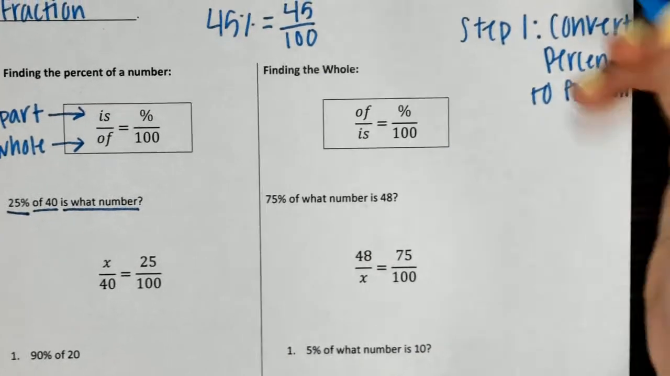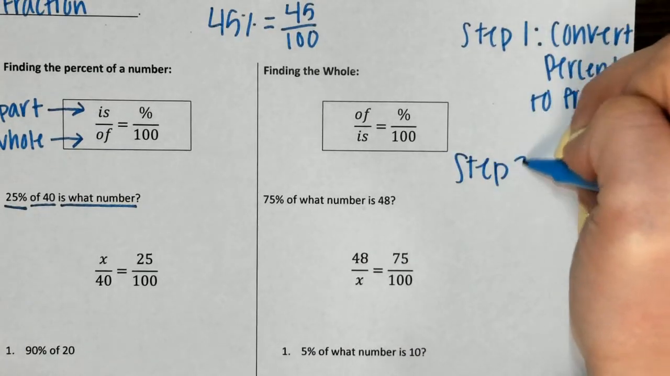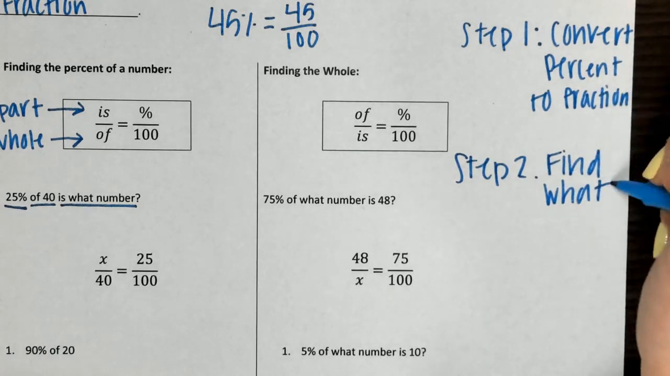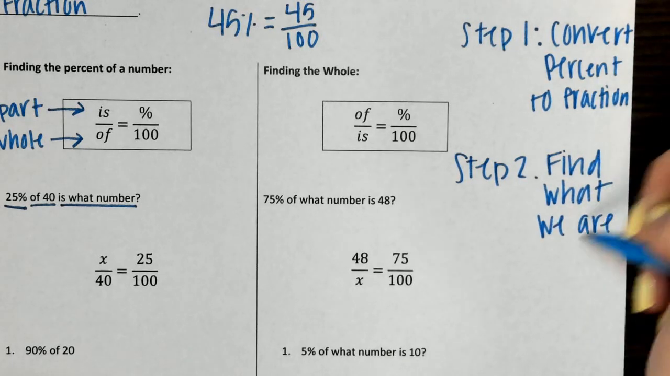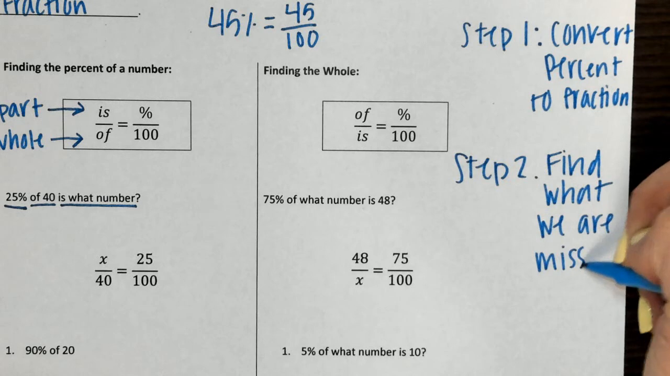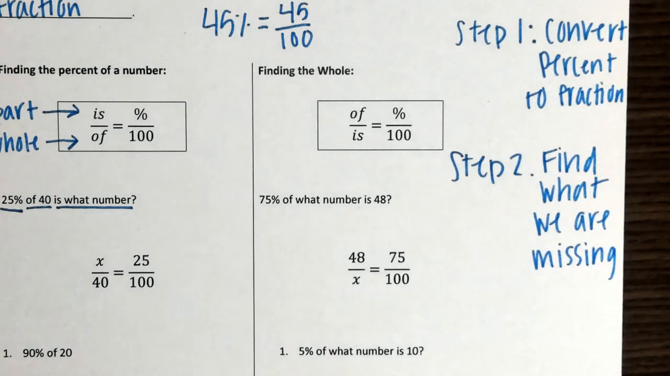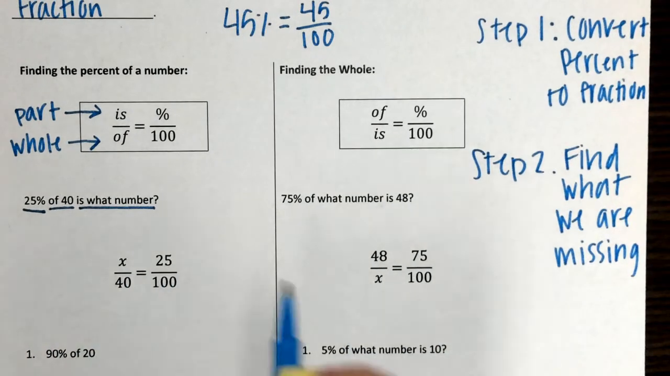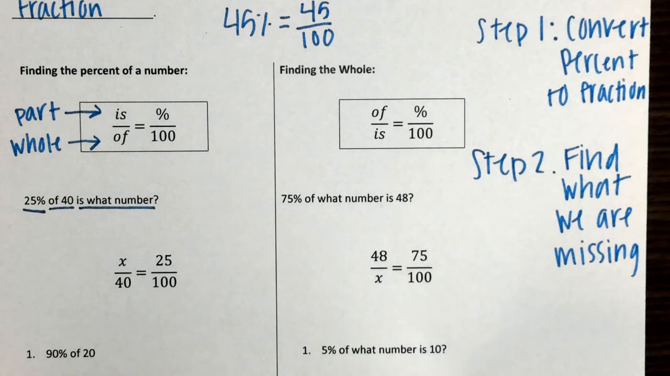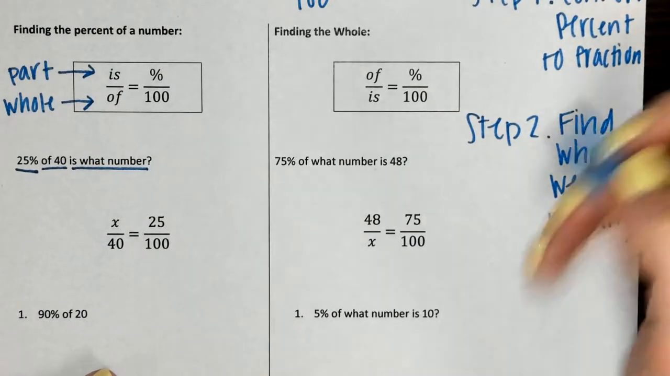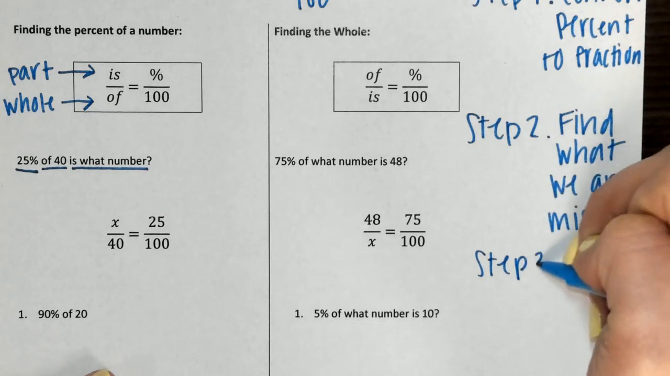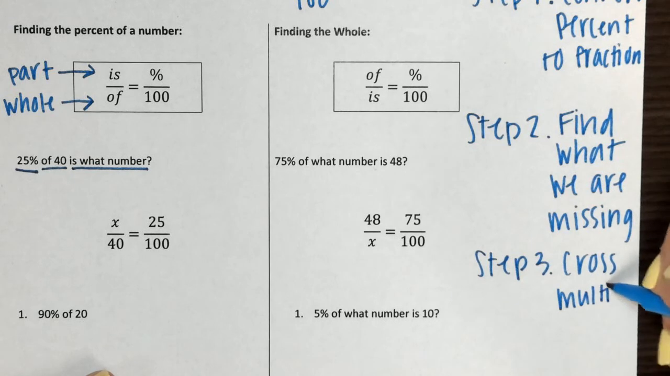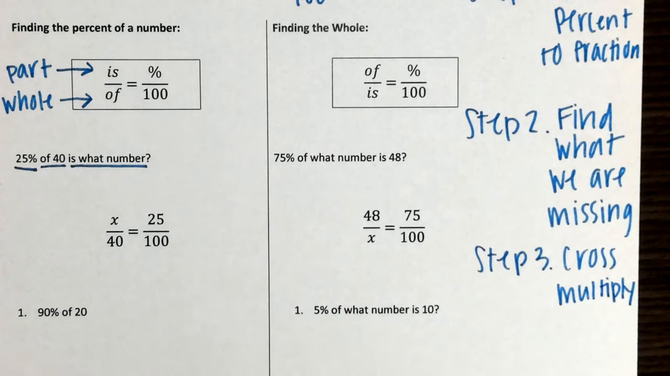So step two is find what we are missing. We found that we're missing the is, which is our part. So we put an X at the top because that's what we're trying to solve for. And then our final step, step 3, is to cross multiply. And I'll explain how to do that.